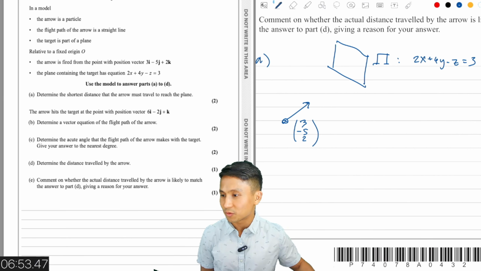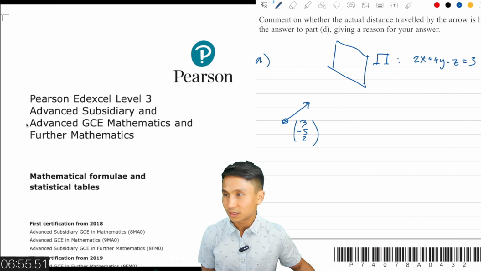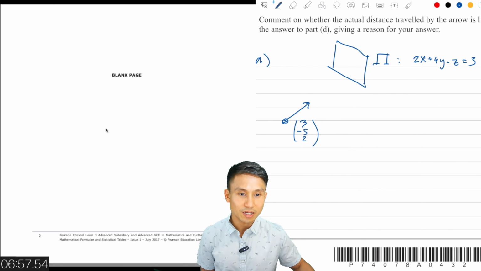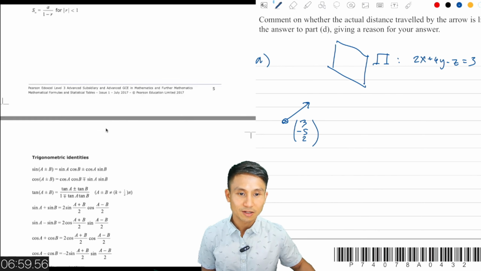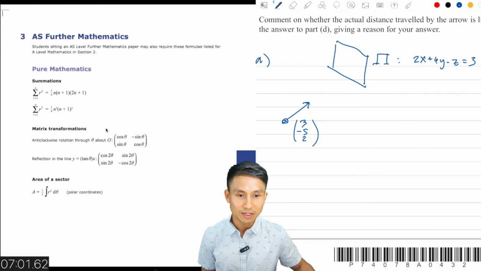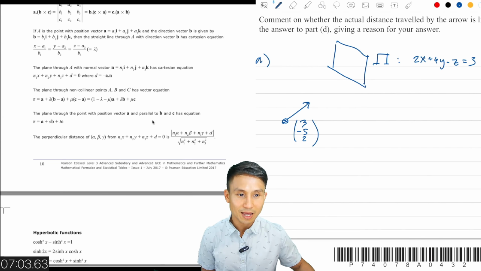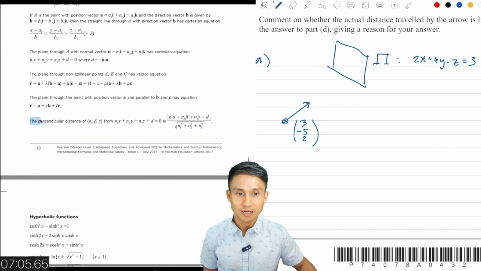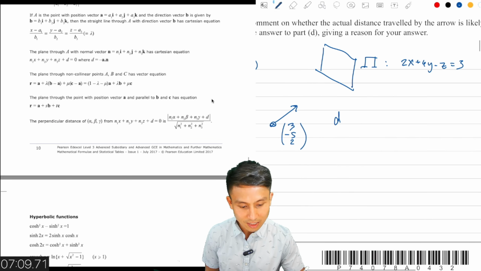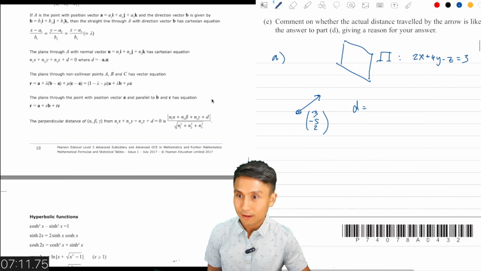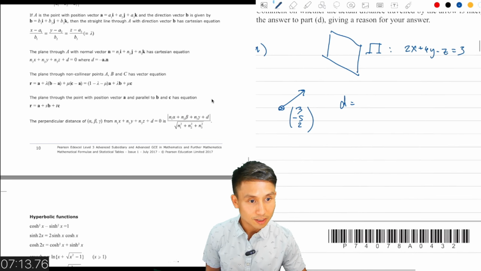So we can use the formula here. Let me show you the formula sheet. There you go. So the formula sheet gives the perpendicular distance between a plane and a point. So it's the last one here. Okay? So that's basically D equals, for part A. Part A, yeah? D equals.